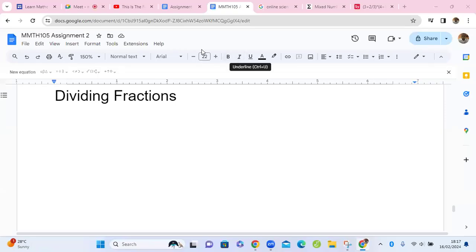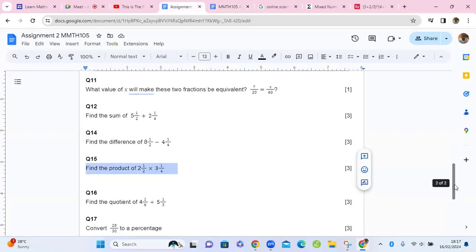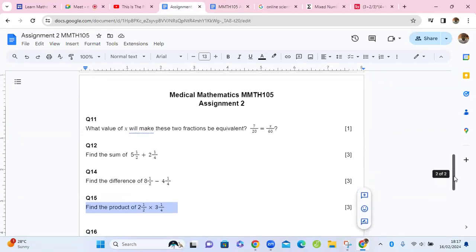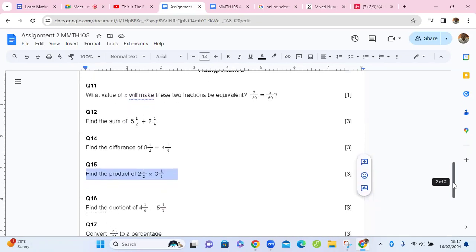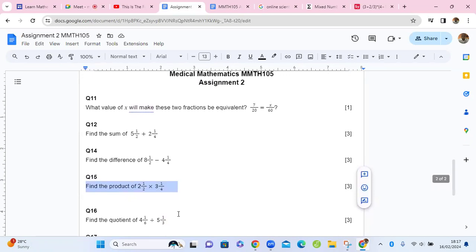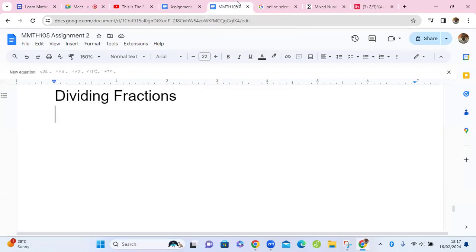So we are analyzing assignment 2 of MMTH 105 mathematics, medical mathematics. And we are at number 16, dividing fractions. Find the quotient of... So we're going to demonstrate with an example how to divide fractions. We're going to generate an example.